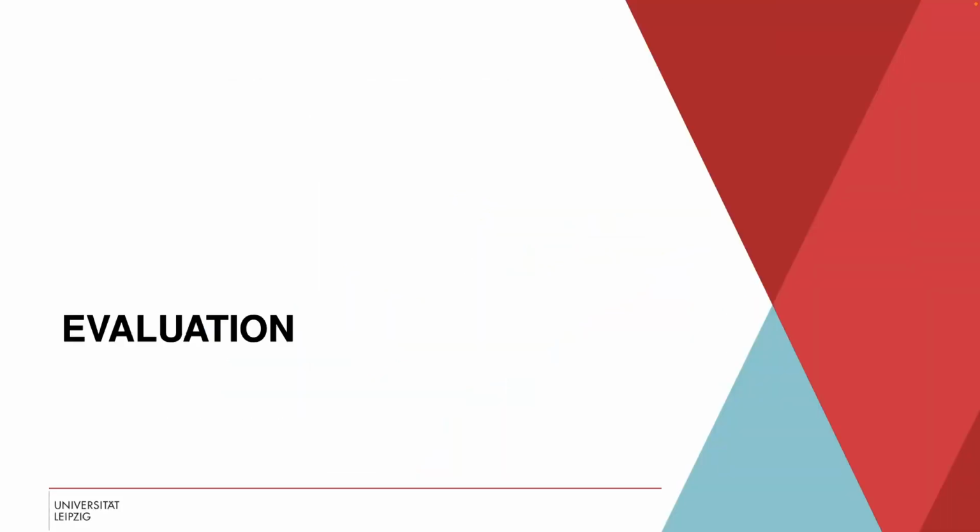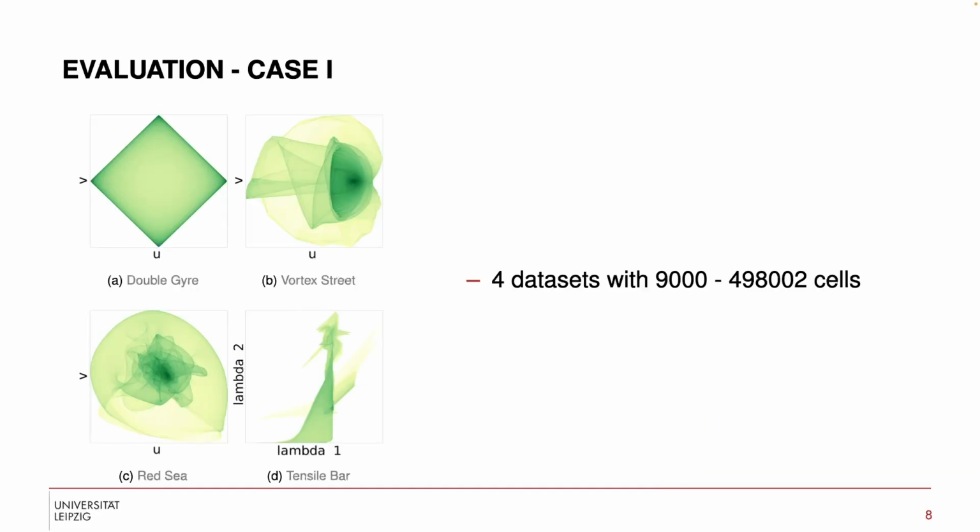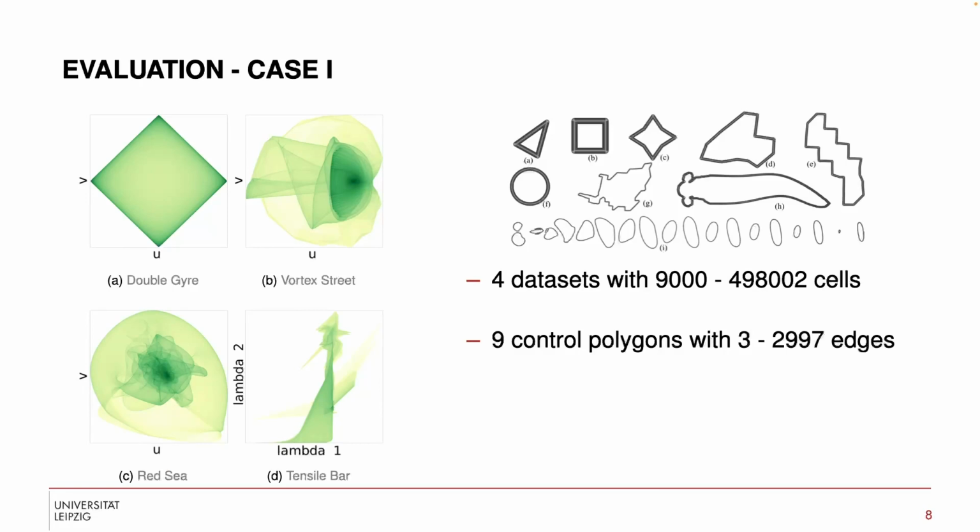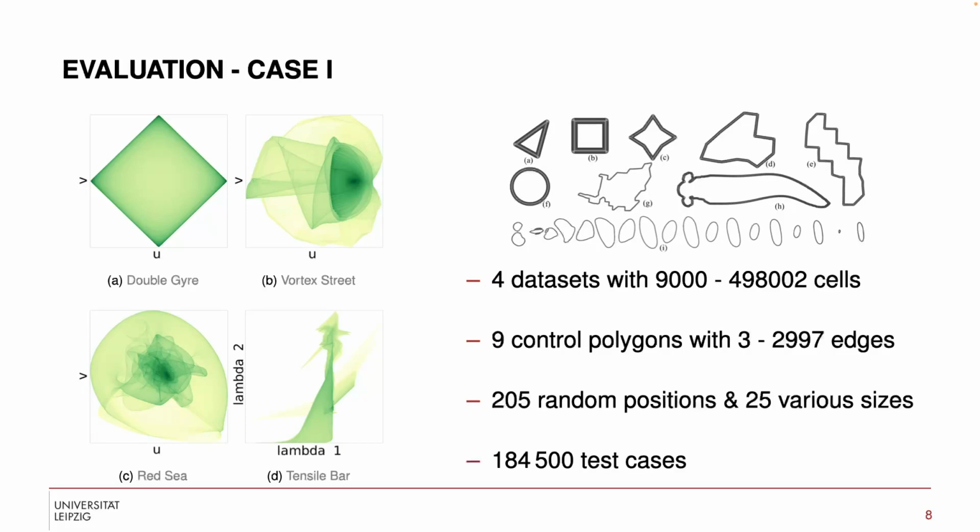Finally, we evaluate our algorithm in several cases. To do this, we use one analytic dataset, the double gyre, and three real-world datasets: the common vertex tree, the red sea, and the tensor bar. These have different codomains in each case. In the first case, we test the four datasets with 9 control polygons containing 3 to about 3K edges. The control polygons are randomly placed and used in 25 sizes. This results in over 184K test cases.